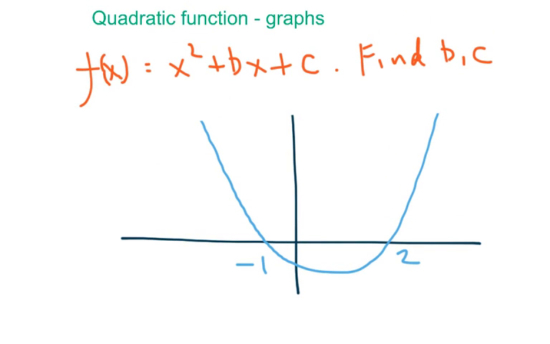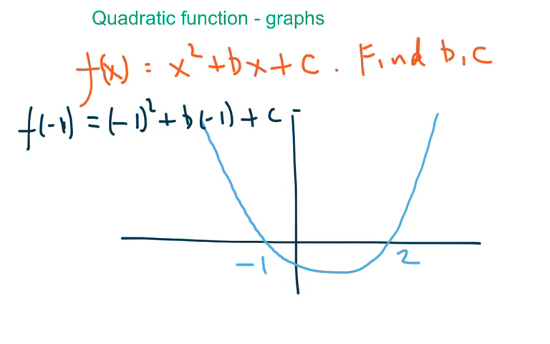I'll do it here. I'll do it in black. So f of minus 1. The minus 1 comes from here. So when the minus 1 is the input, 0 is the output. So f of minus 1 is equal to minus 1 to be squared plus b by minus 1 plus c, and that's equal to 0. So minus 1 by minus 1 is 1, minus 1 by b is minus b, plus c is equal to 0. So we've got an equation with b and c.